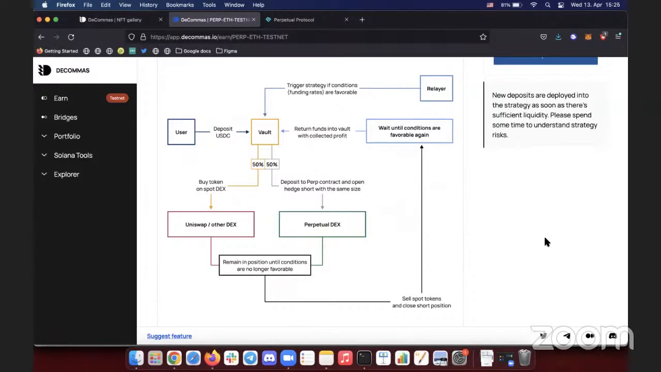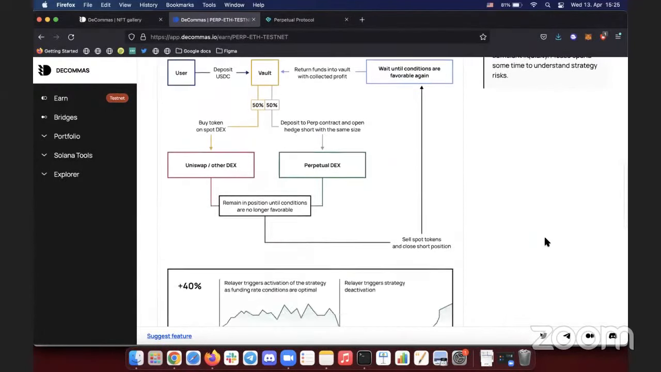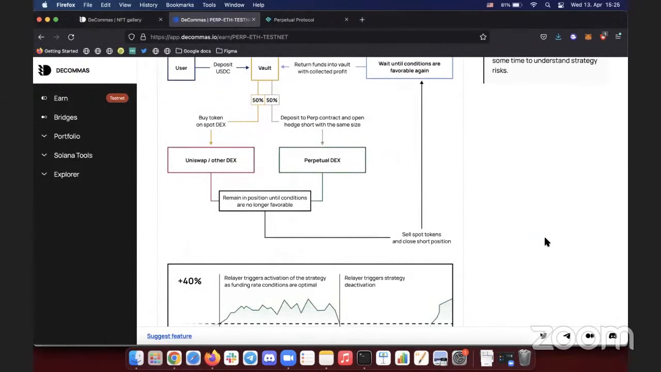Yeah, these relayers trigger the smart contracts, the vaults. The only triggers a vault can receive are to open a position or to close a position. And the relayers are monitoring the funding rates. These are like three building blocks: monitoring funding rates, opening a spot long, and then opening a hedge short. These building blocks should be automated and then released further down the line to the community, so you'll be able to build your own strategies.